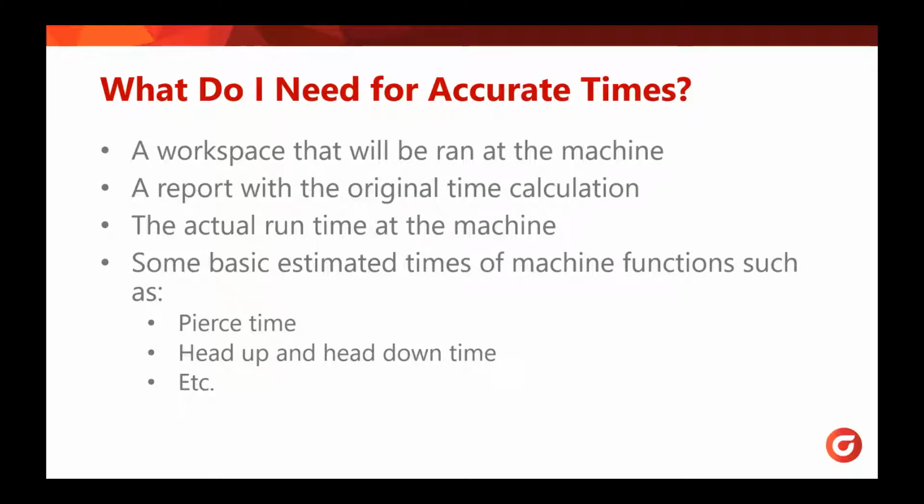Then what we're going to want to do is take a stopwatch and actually go out to the machine, have it run, and see how long it actually takes to run at the machine. That way we have our estimated time and the actual time. Some other basic information that you're going to want is your pierce time information, how long it takes to do a head up, head down time, your rapids, feed rate, stuff like that. Just some of that basic information. That way we can plug those in and have very accurate numbers.